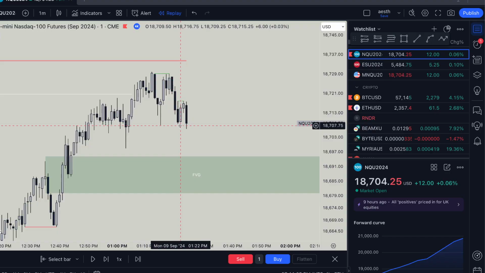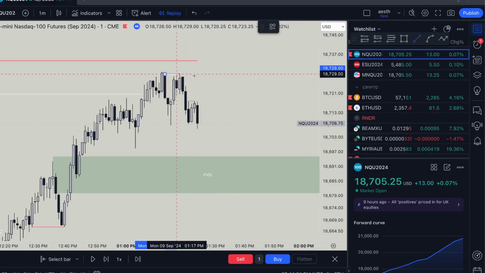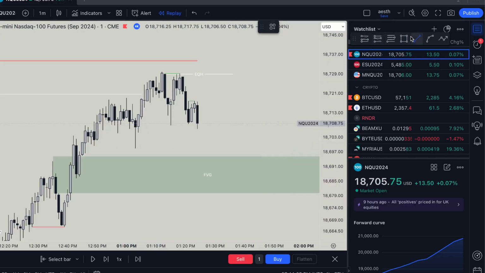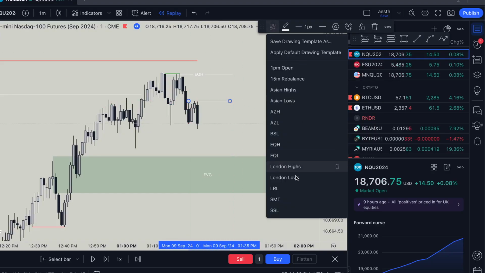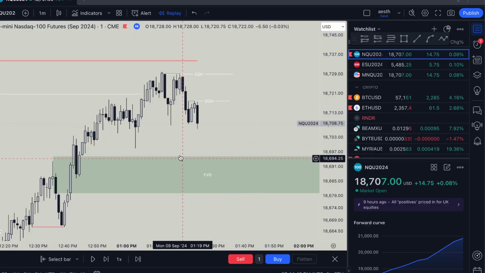You said 122. Well, immediately I just wouldn't be taking these because of all these equal highs above. That's just an easy rule to avoid being in a trade. Really, you can't short with equal highs above, and you can't long with equal lows below.